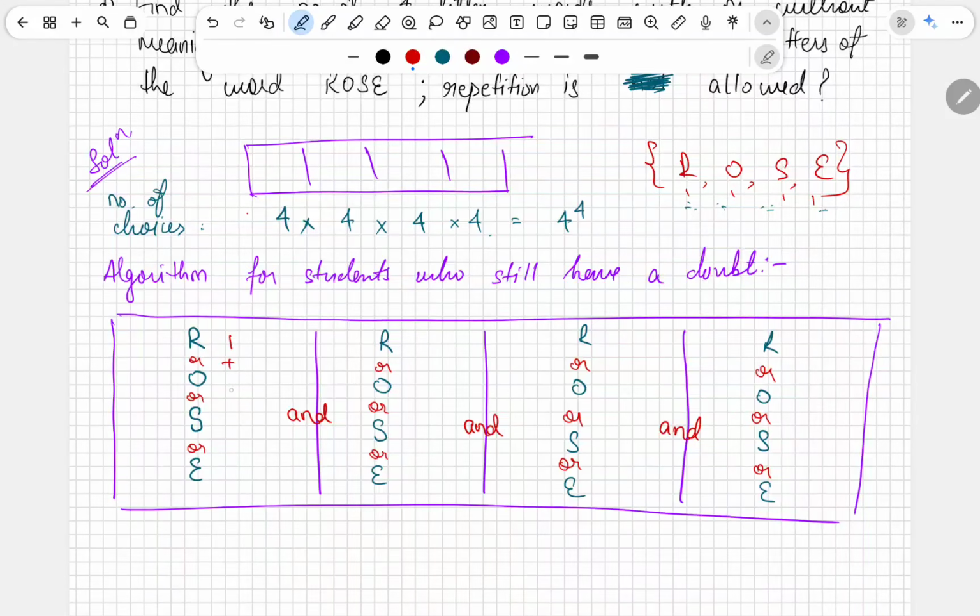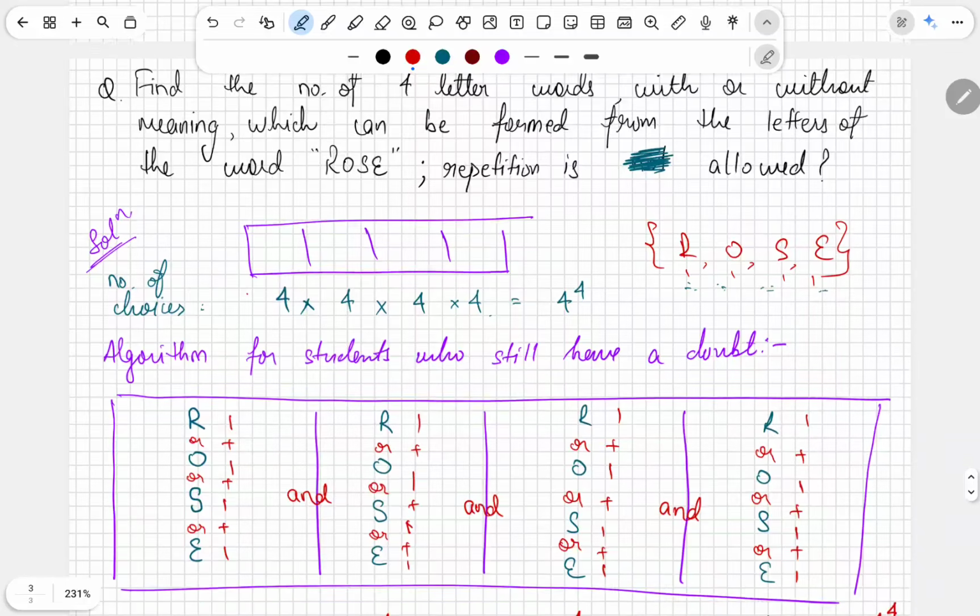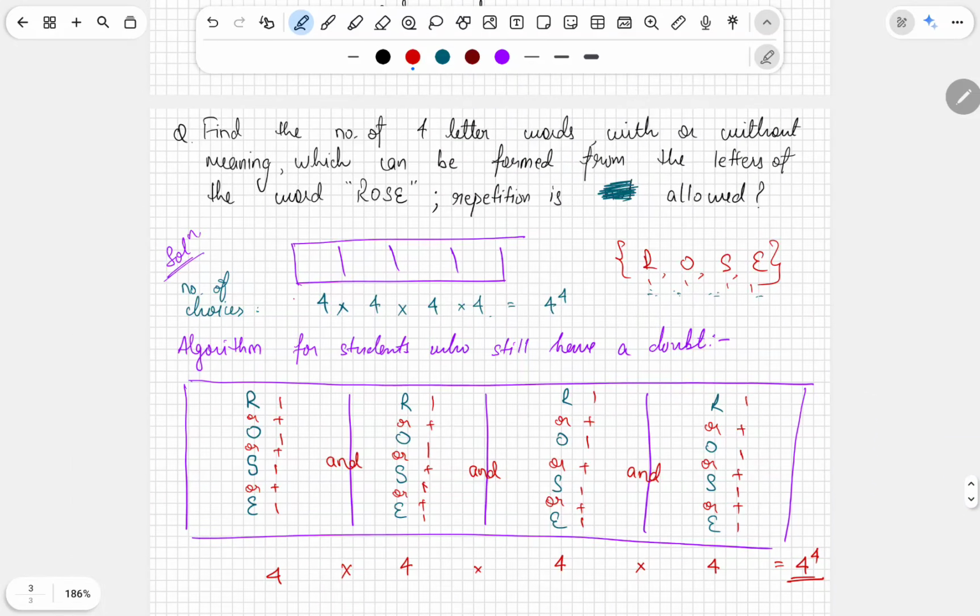So what is happening? 1 plus 1 plus 1 plus 1, this is 4, and "and" means multiply. Then 1 plus 1 plus 1 plus 1, that is 4. And means multiply. 1 plus 1 plus 1 plus 1, that is 4. And means multiply. 1 plus 1 plus 1 plus 1, that is 4. So the final outcome becomes 4 to the power 4. This is the complete explanation why there will be 4 to the power 4 choices in this case. I hope it was clear.